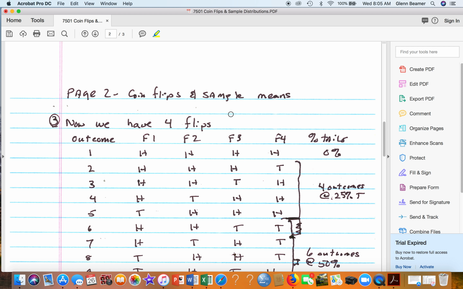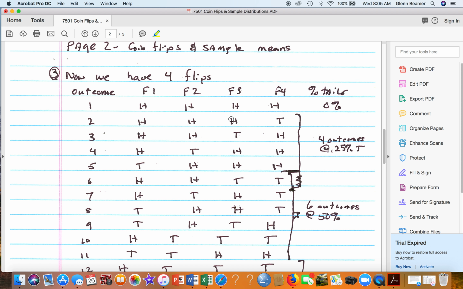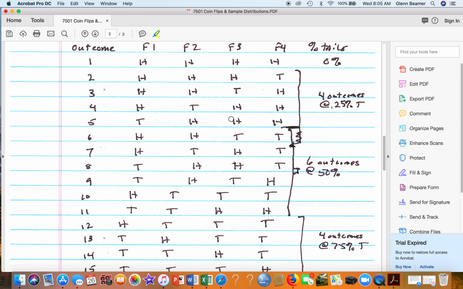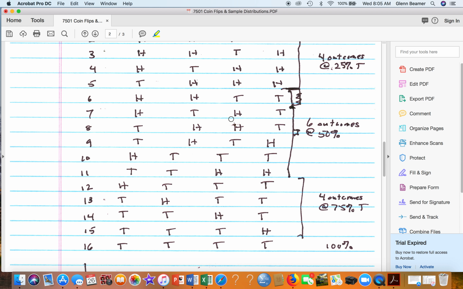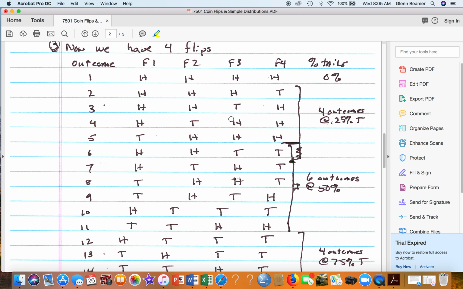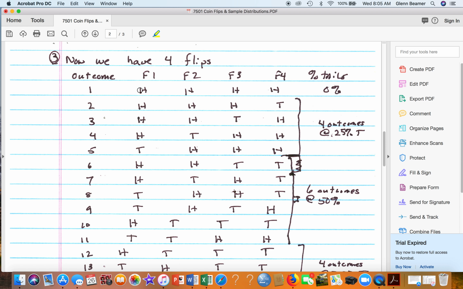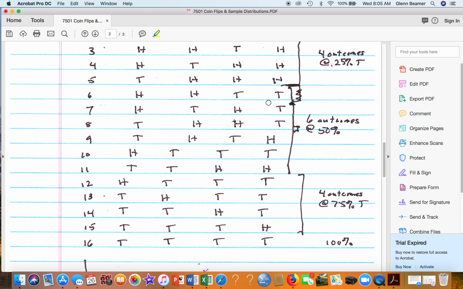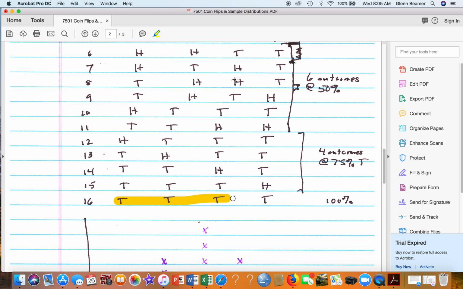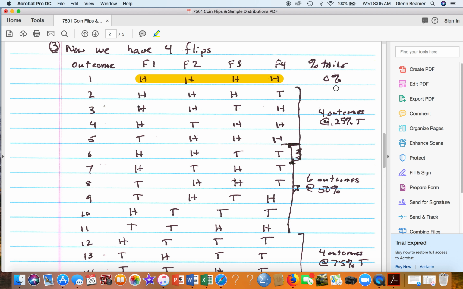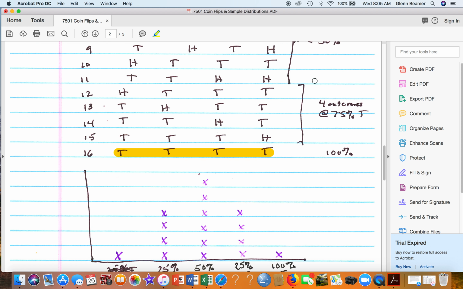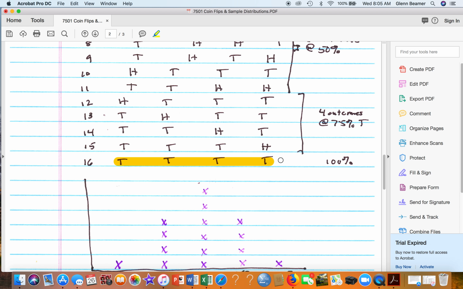Now, if we go to four flips, we go from four possible outcomes to 16 possible outcomes. And if you walk through these a bit, there are two extreme outcomes, which are all heads, which would be 0% tails, or all tails, which is 100% tails. So out of 16 outcomes, 1 out of 16, or 6.25% of the samples, should produce an all heads outcome, and 6.25% of the samples should produce an all tails outcome.